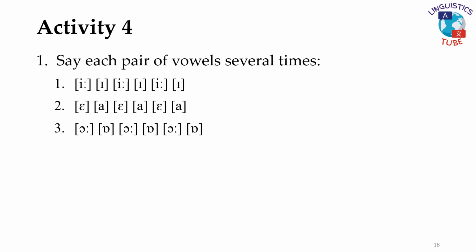To practice these, I would like you to say each pair of vowels several times. I will say them first. When you say them, make sure you can feel that each vowel is in a slightly different position. E, I, E, I, E, I. E, a, e, a, e, a. O, or, o, or, o, or.